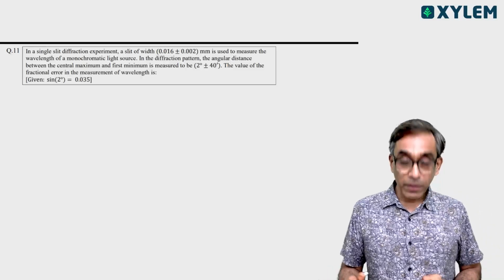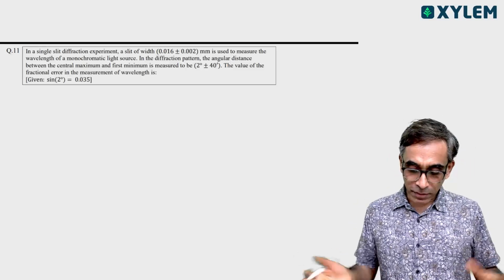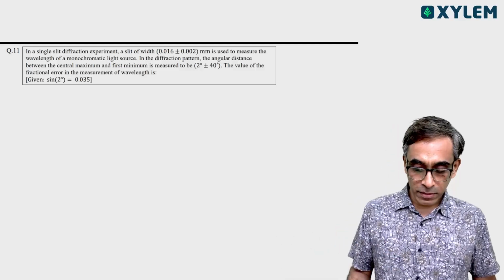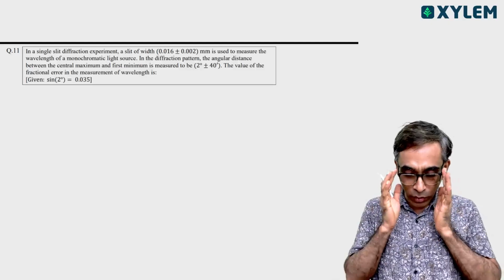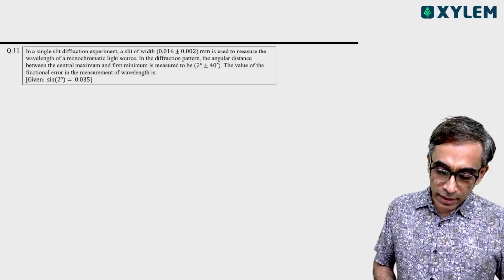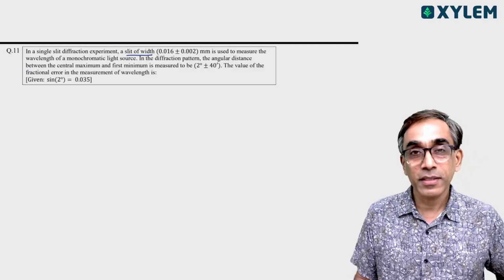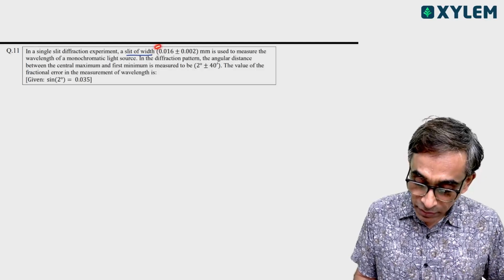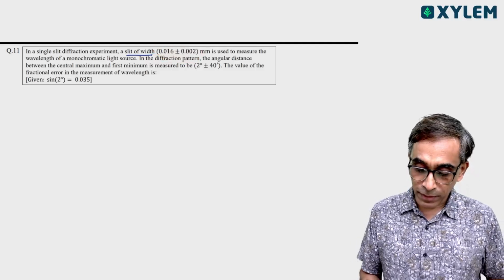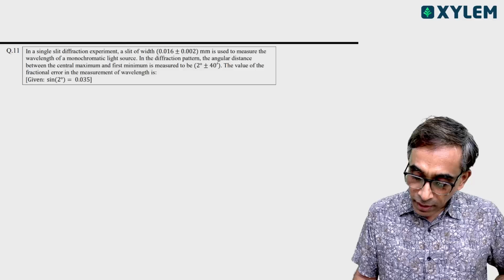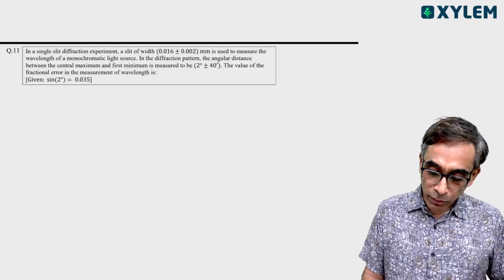This question is from the chapter units and measurements, but it is related to wave optics, the wave optics equation. So mathematically it becomes a bit stronger. See, there is a single slit diffraction experiment and the slit width is measured with a certain error. There is an uncertainty in the slit width.